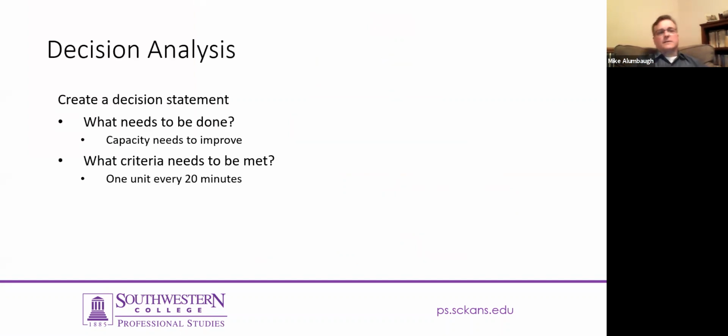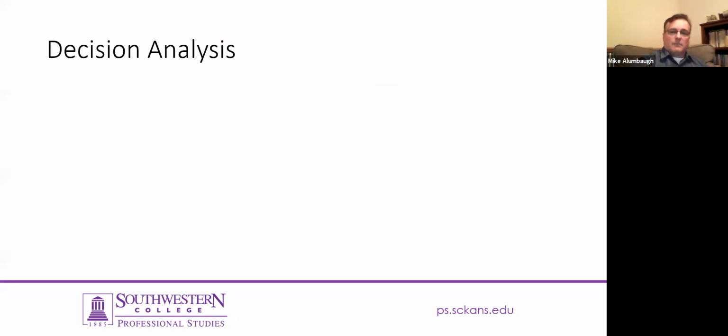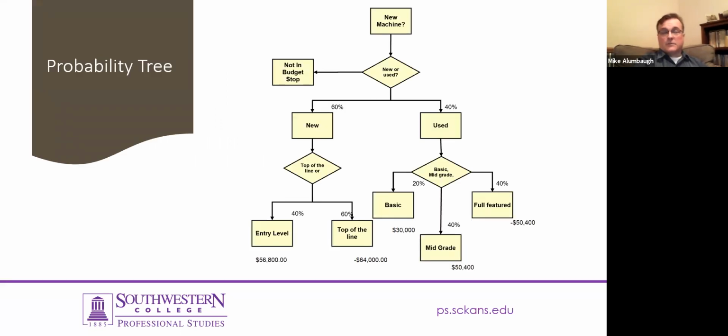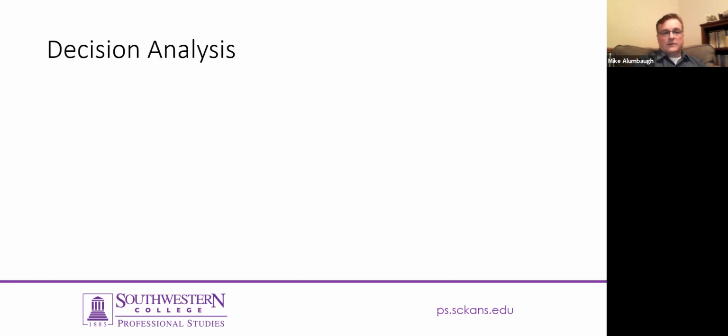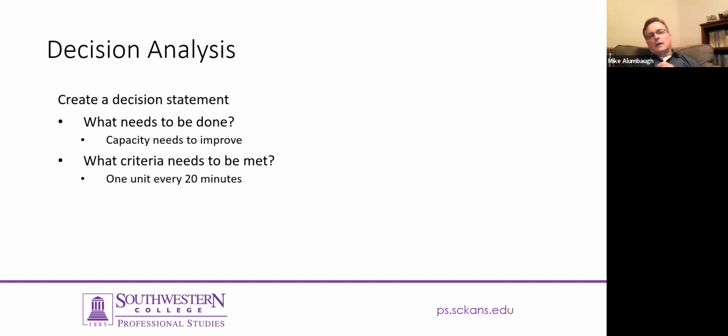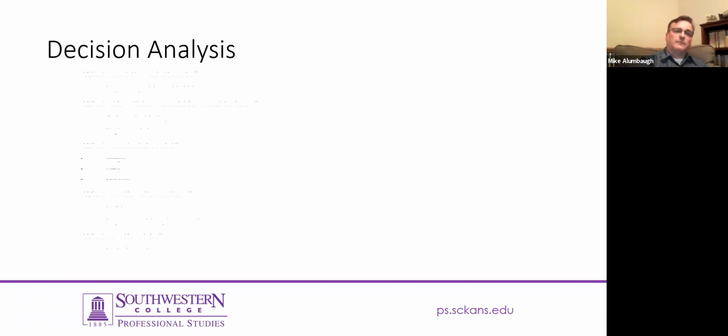Well, in the decision analysis, and we'll get back to that diagram because you'll see down here at the bottom there are financial numbers attached to this. Well, when you're just doing the probability analysis, maybe you don't have that financial information. As part of decision analysis, you want to create a statement, and that is based on what needs to be done and what criteria need to be met. So in the case of the probability tree you just saw, the capacity needs to improve. We want to get to 1 unit every 20 minutes. Boom, you have your criteria defined.